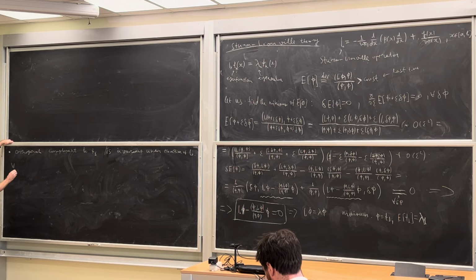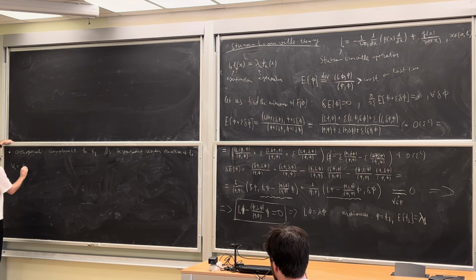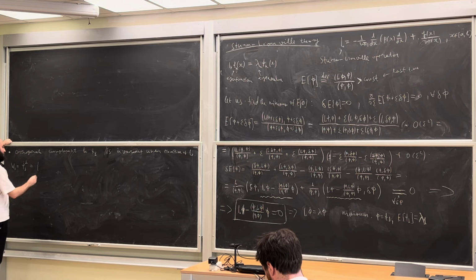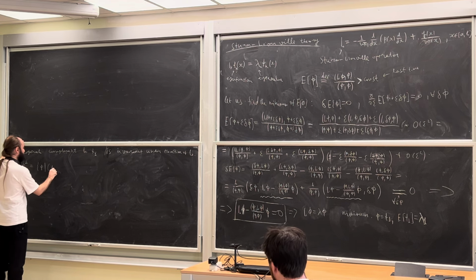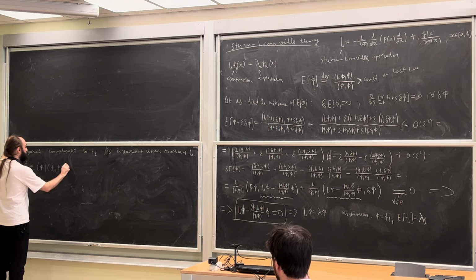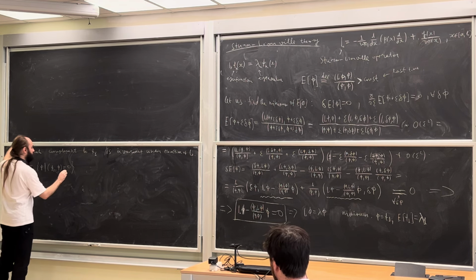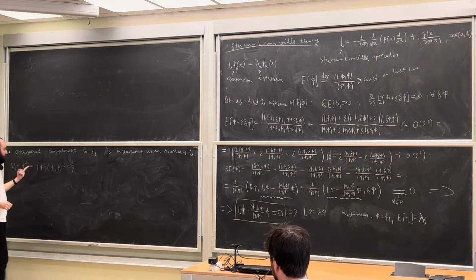Let's call this orthogonal complement W1 orthogonal, which is the set of all vectors phi such that the scalar product of psi 1 with phi is 0. So it's an infinite dimensional space with this condition.